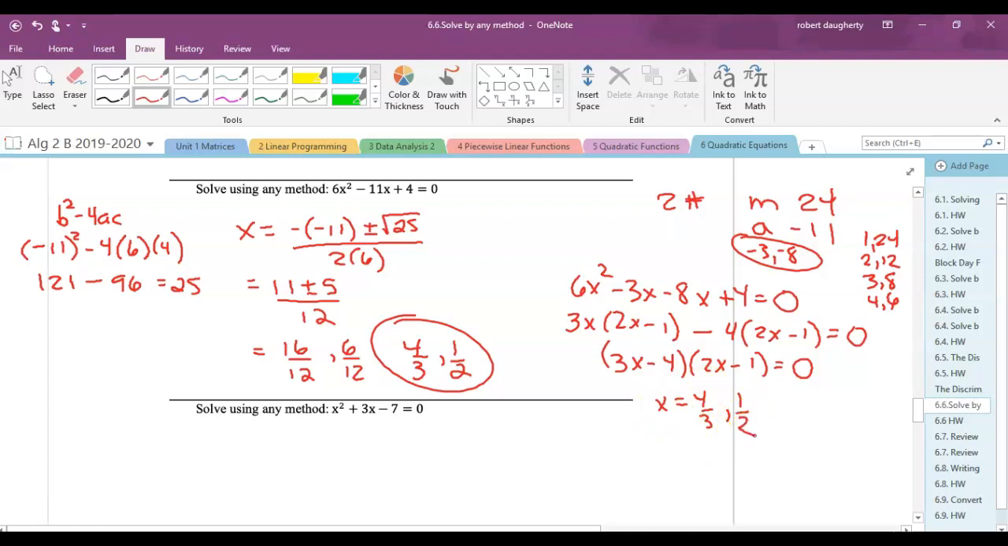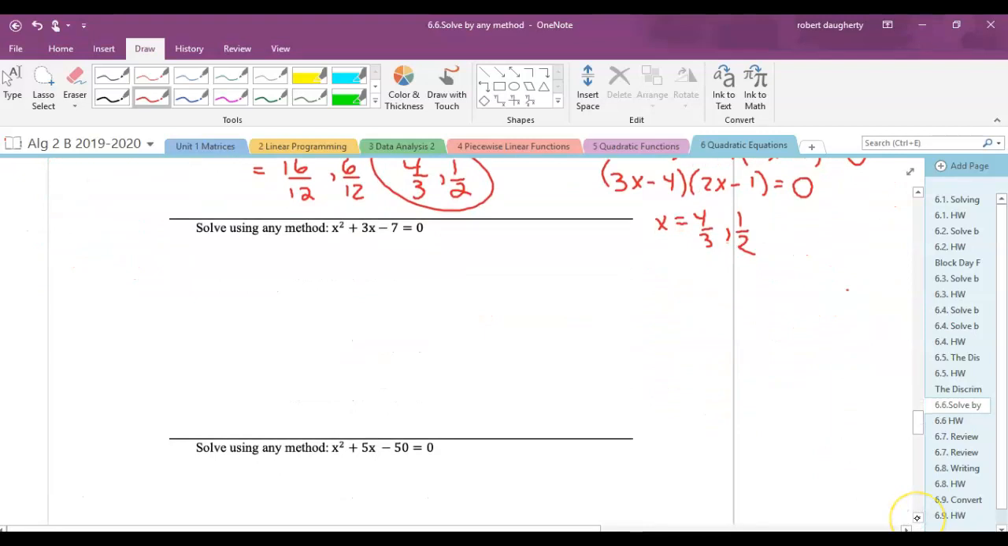Which of these felt easier? I think in this case maybe the quadratic formula was easier, okay? The point is, don't get stuck trying to force it. If you're trying to factor and it doesn't work and the problem says use any method, know that you can go to the quadratic formula. If the problem said to solve by factoring, then I'm indicating that I want you to solve by factoring, okay? But there'll be some that say solve by any method.